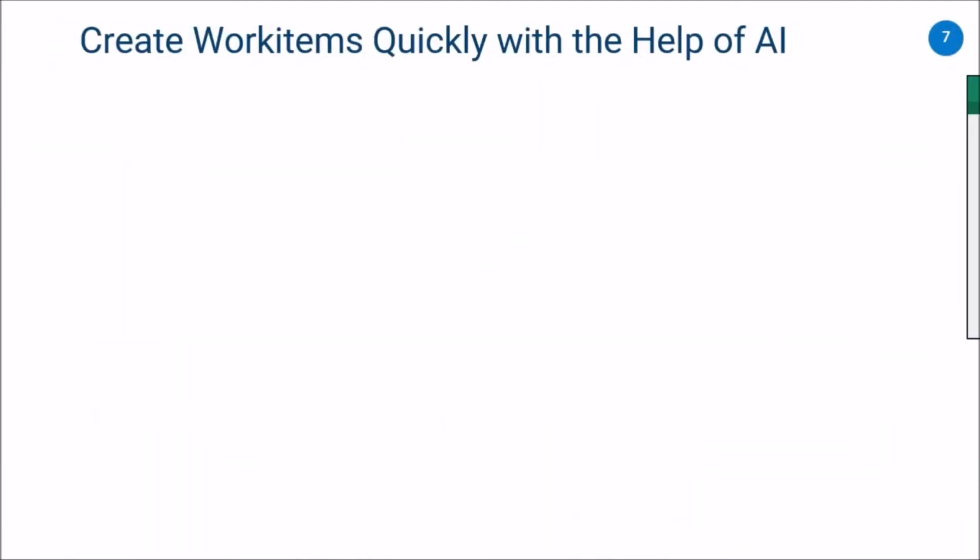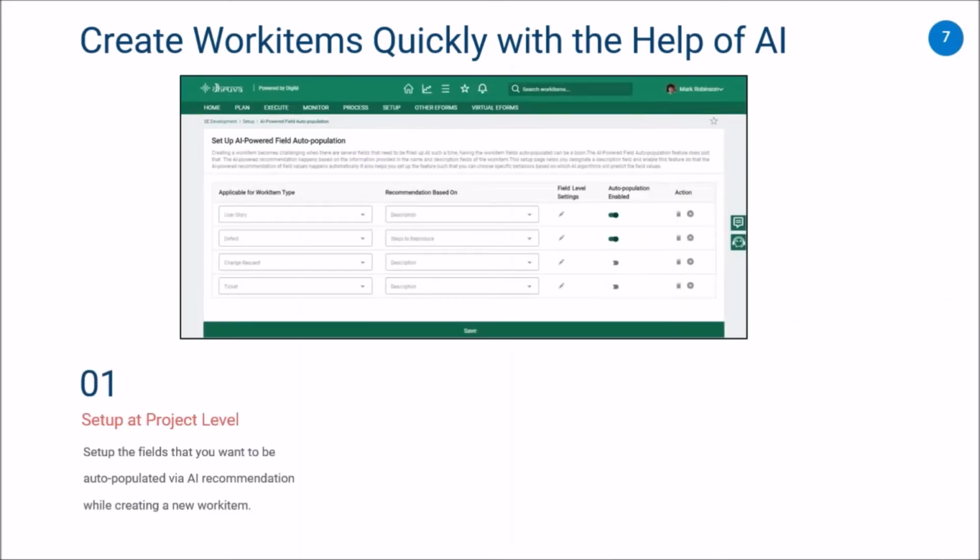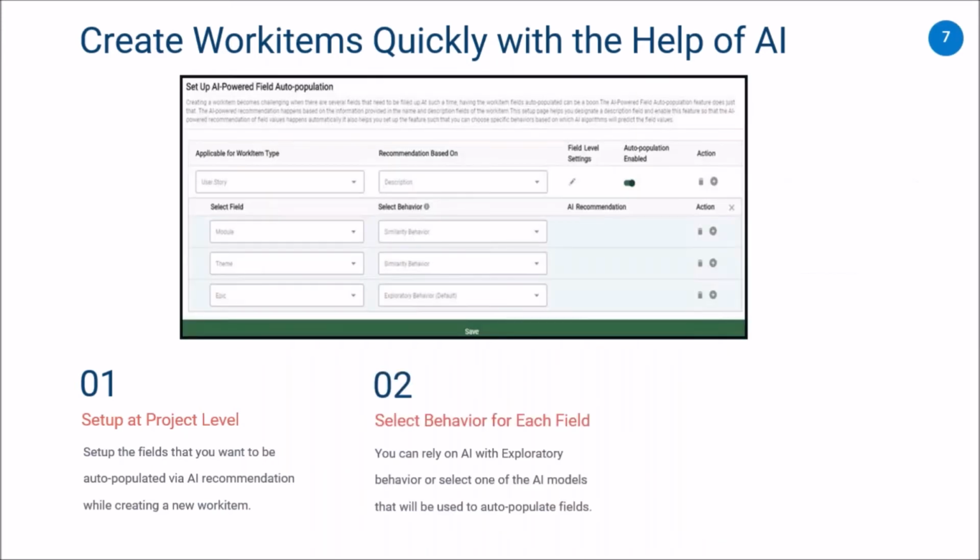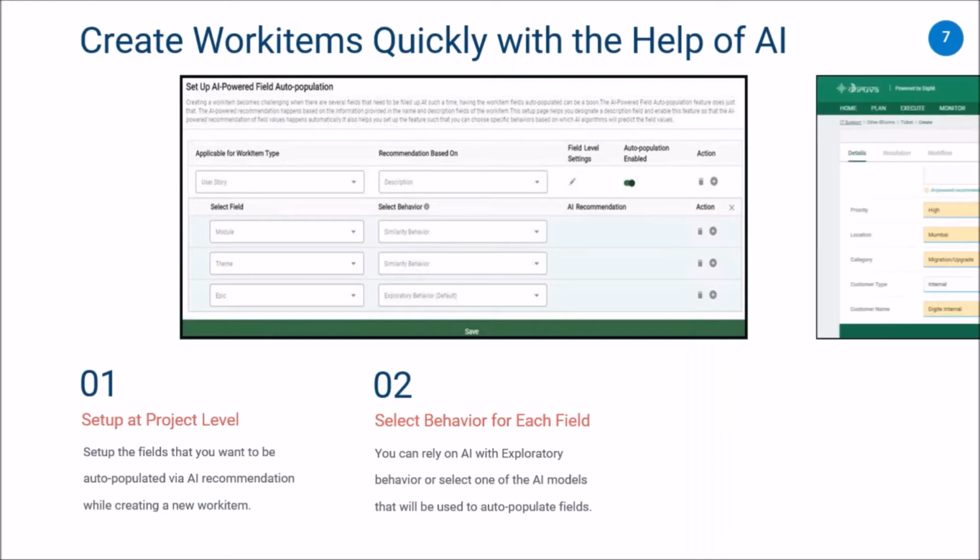We then looked at how you can quickly create work items with the help of the AI auto population feature. Here as well, you have the ability to set it up at the project level so that you can decide which fields you would like to auto populate. You can decide the behaviors that will be driving the auto population of these fields. There are different kinds of behaviors available for the textual and the number fields, which you can choose from, or you can rely on the exploratory behavior so that the AI does all the trial and error to figure out which of those behaviors would be the most optimal choice for the auto population of that field.